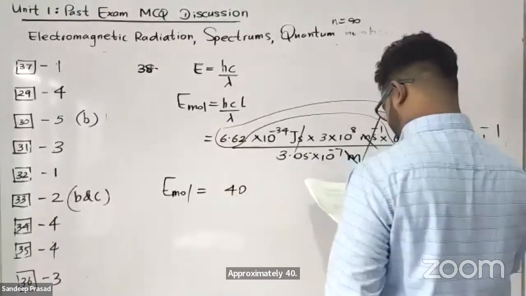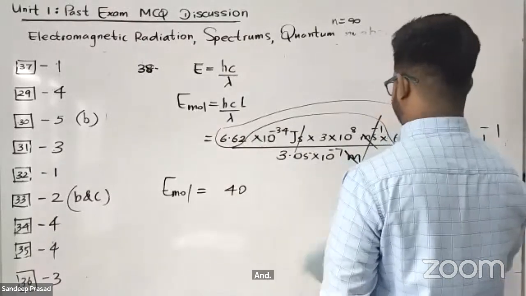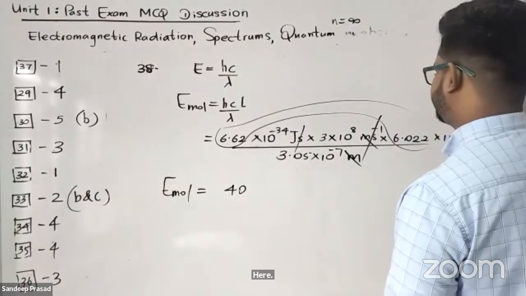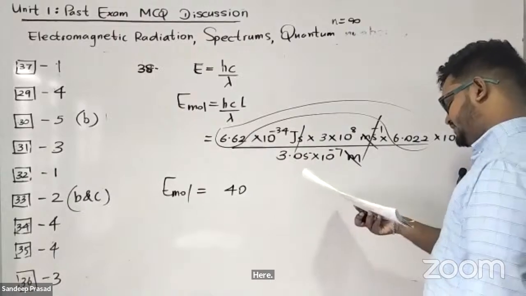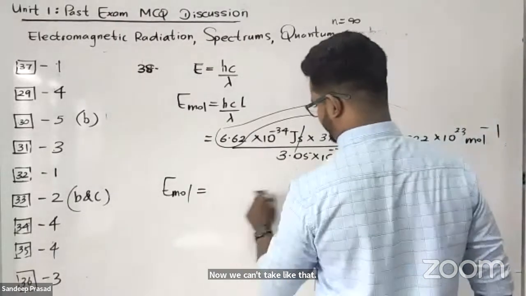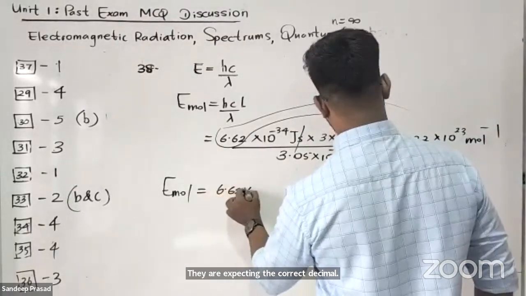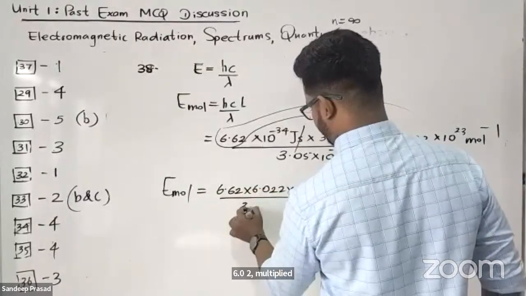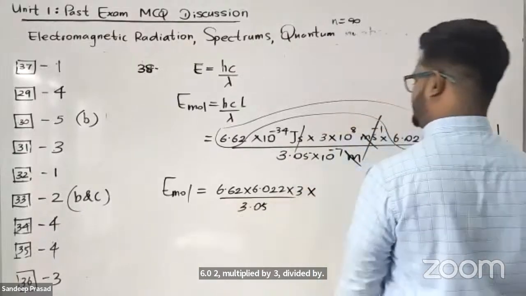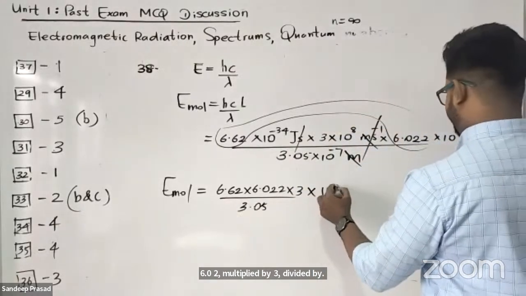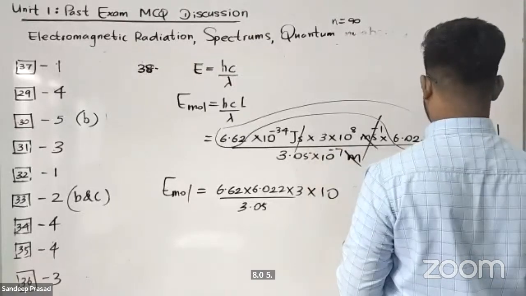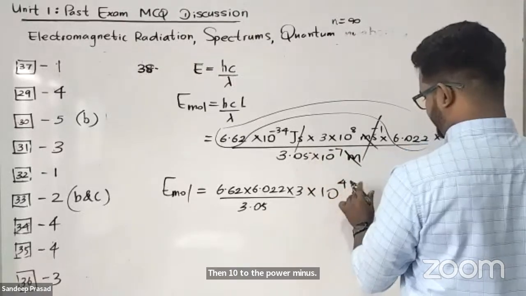And here, no, we can't take it like that. They are expecting the correct decimal value. So therefore, we have to do the simplification. 6.626, 6.022 multiplied by 3 divided by 3.05, then 10 to the power minus 19 minus 4, kilojoules per mole.